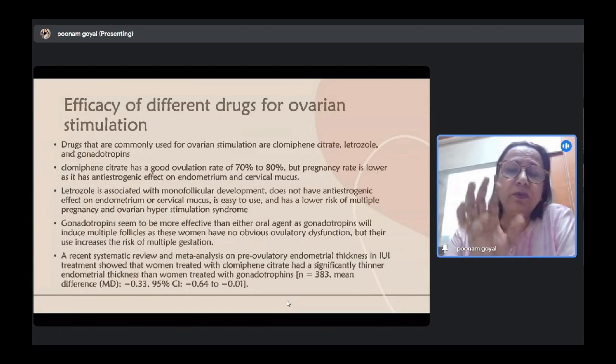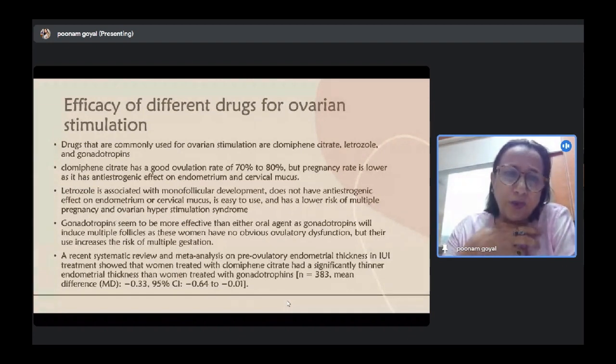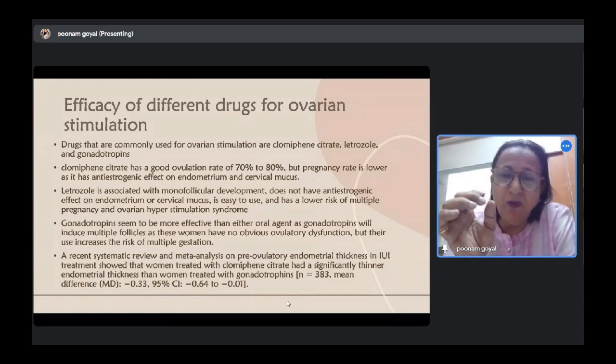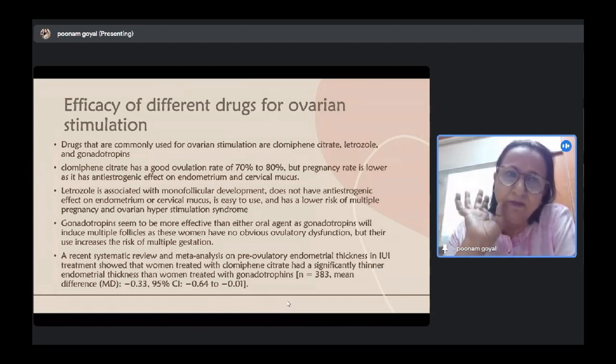So now, how will you give? I am telling what I am doing. My first line of treatment for the patient of IUI is to give letrozole. I start it from the third day morning, or sometimes on the second day evening also. I give 5 milligram, 2.5 twice a day, for 5 days. Usually I am not giving more than 5 days, but there are studies where people give for 7 days or 10 days also when there is no follicular formation. But I don't think we need that in a normal type of patient.